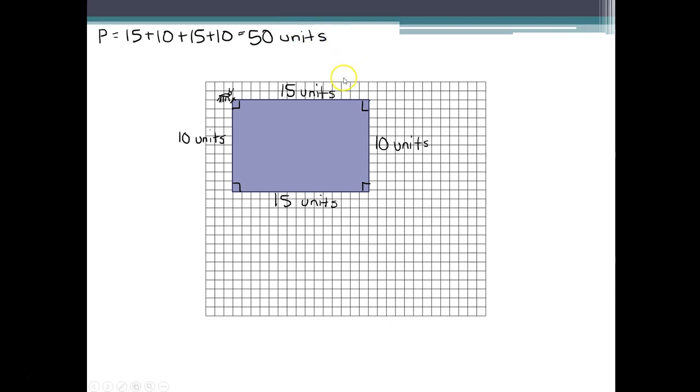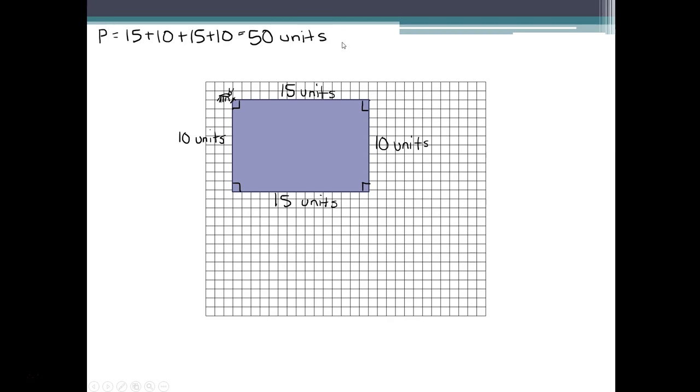Now, I don't know if the units are inches, feet, meters, kilometers, whatever. Whatever the units are, that's got to be included in the answer. Because you're talking about distance here, so people need to know whether it's feet or miles or what. So there is a difference. Okay? And that's all you have to do.